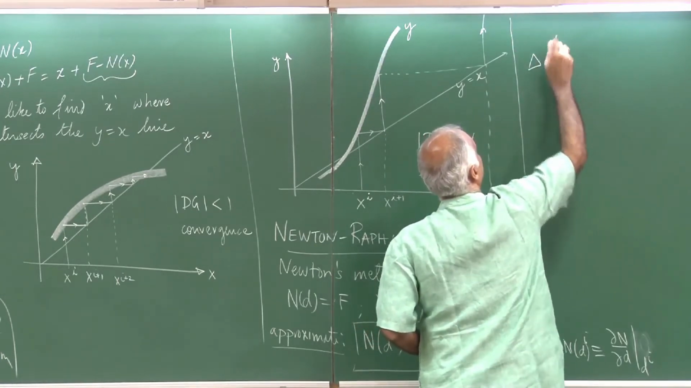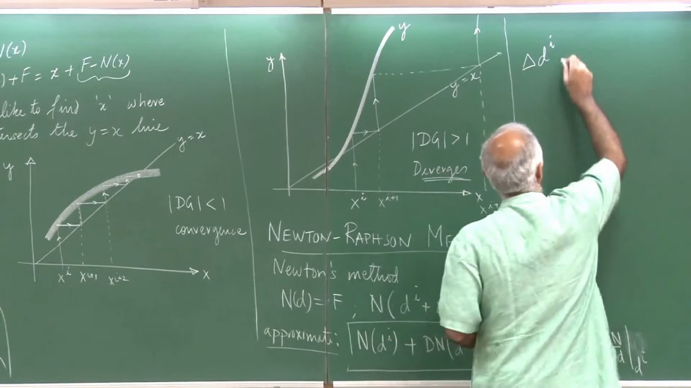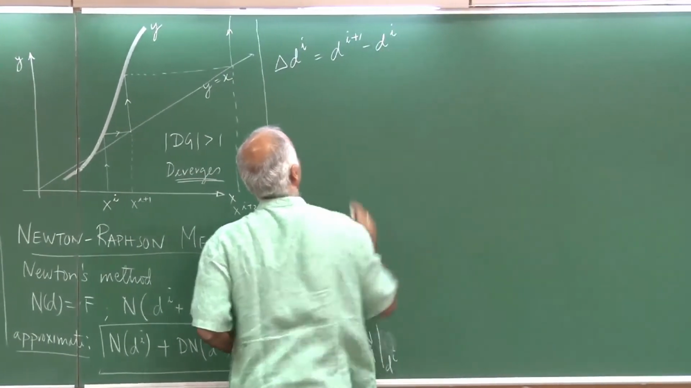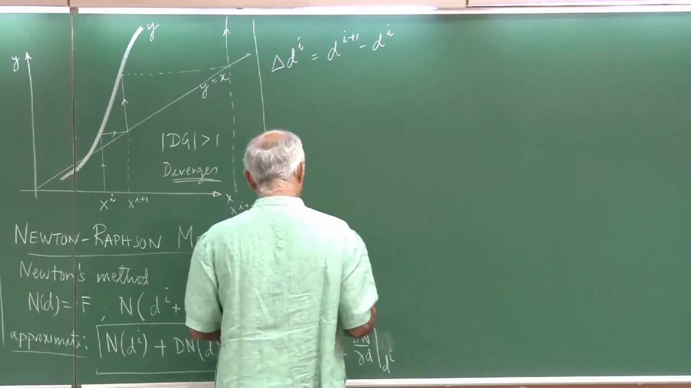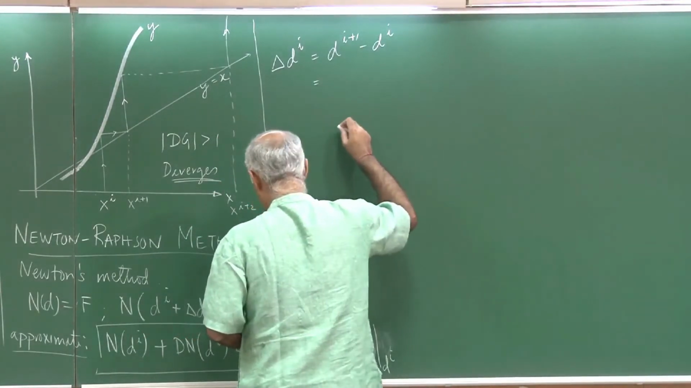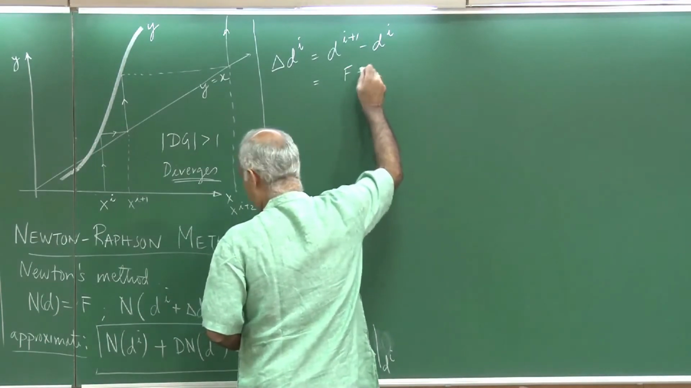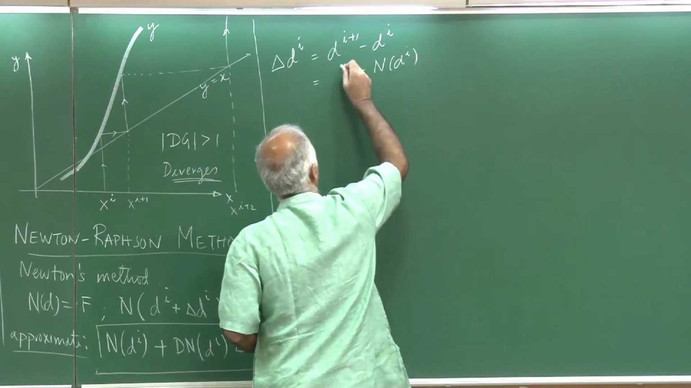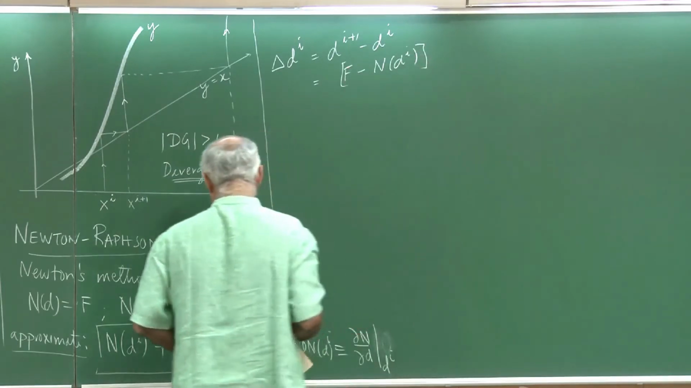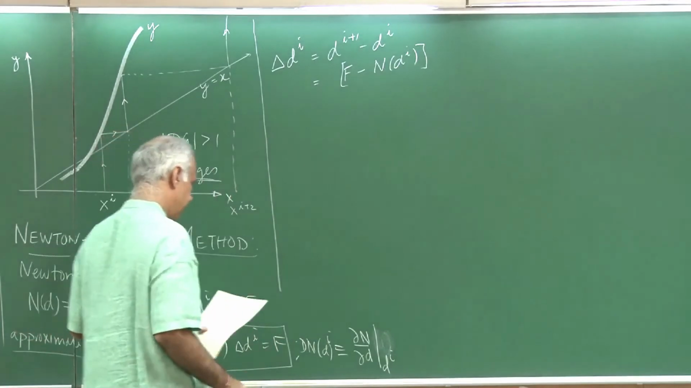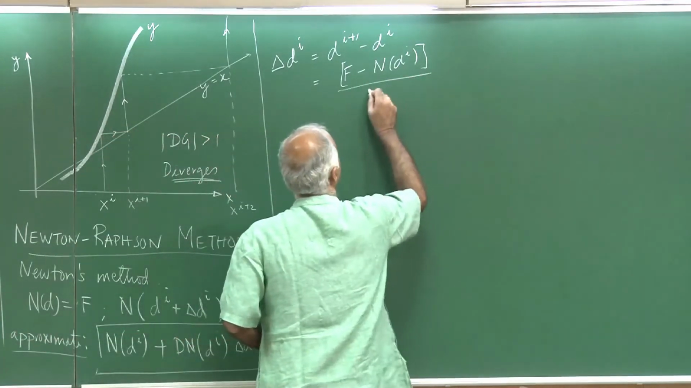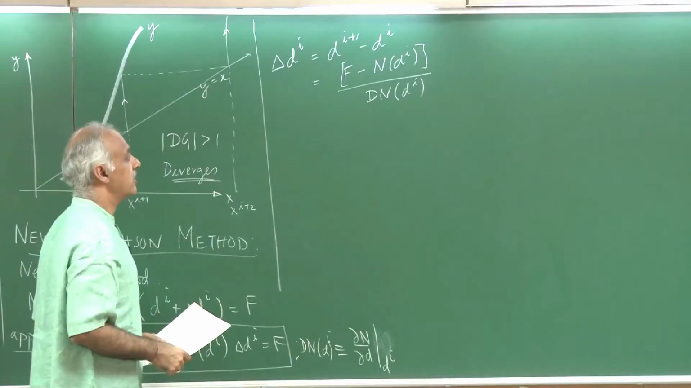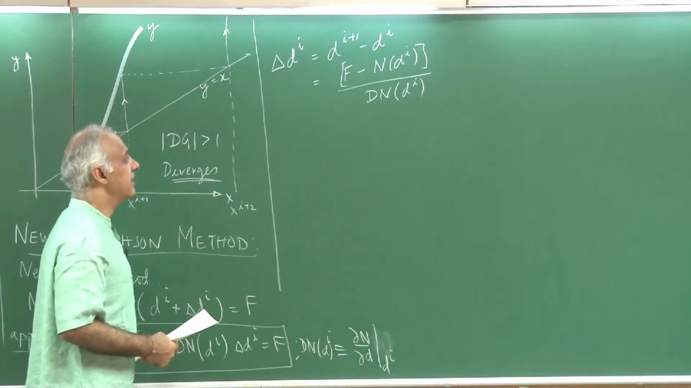that delta di is actually di plus 1 minus di, and that is going to be given as f minus N(di), and I am going to divide this by dN, which is also evaluated at di. So that's your Newton-Raphson method.